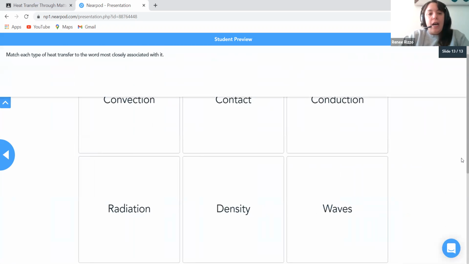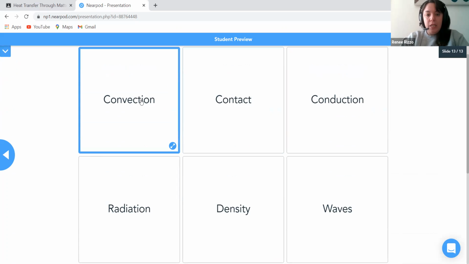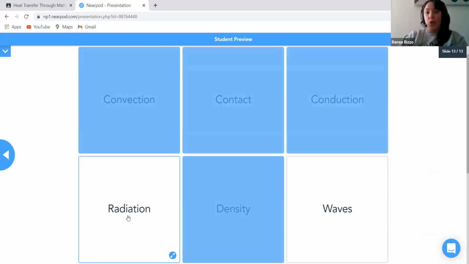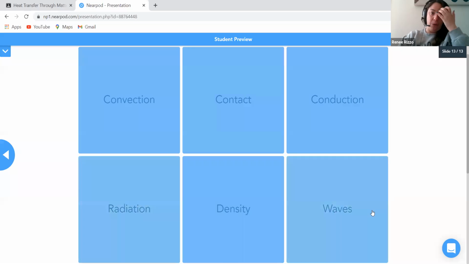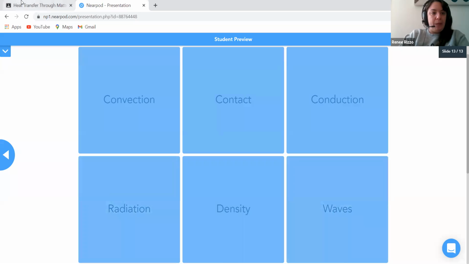And then I have the option to match each type of heat transfer with another word that it's related to. You could also choose to use pictures, but words were in the video. And if your students can engage with words, that would be appropriate as well. So that was me matching it.